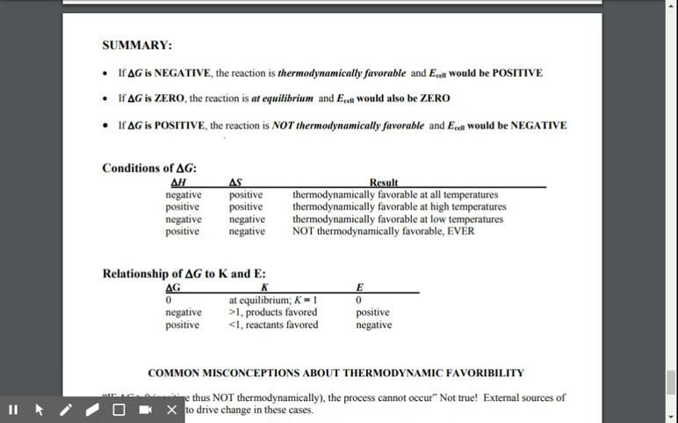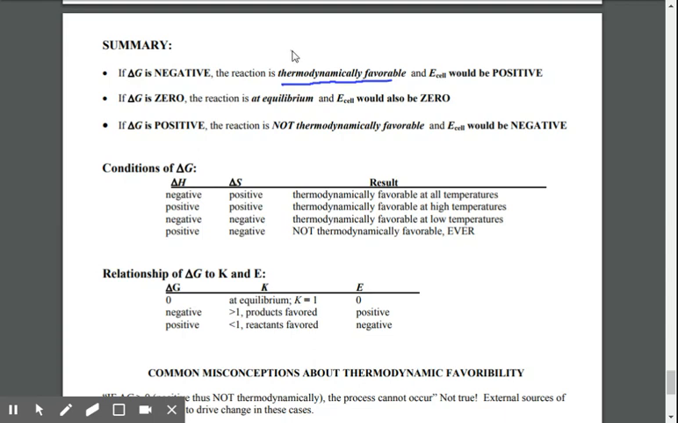All right, this video is on sign conventions. Sign conventions are extremely important in this unit, especially when we're working on multiple choice. First of all, delta G being negative, we all know that means the reaction is thermodynamically favorable.